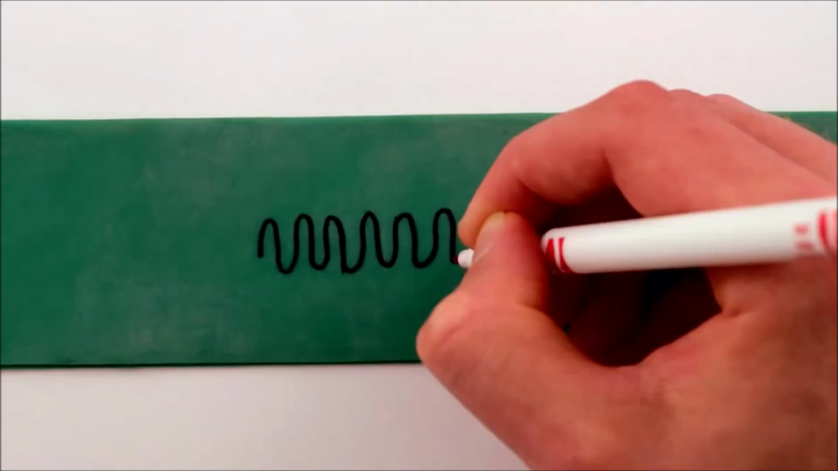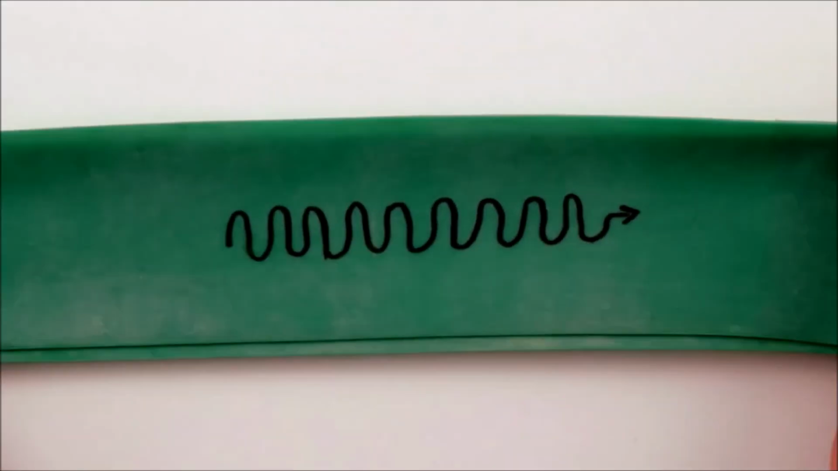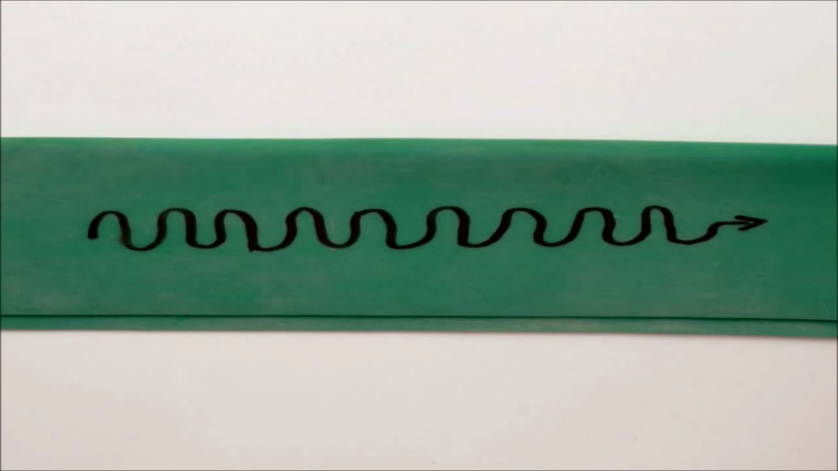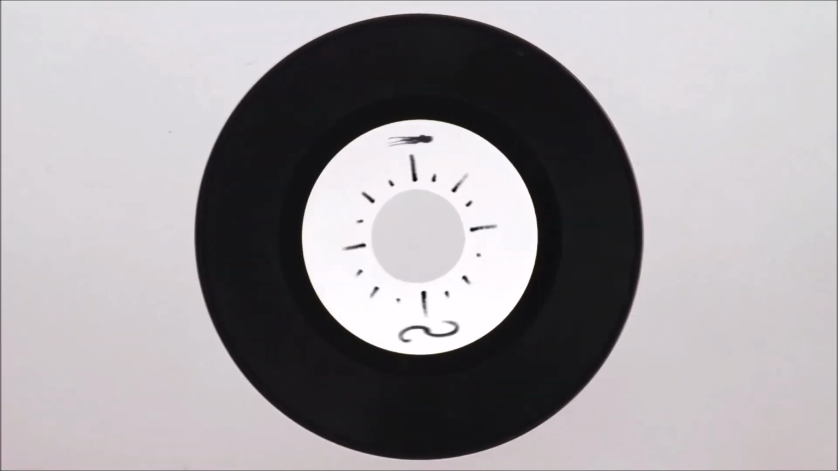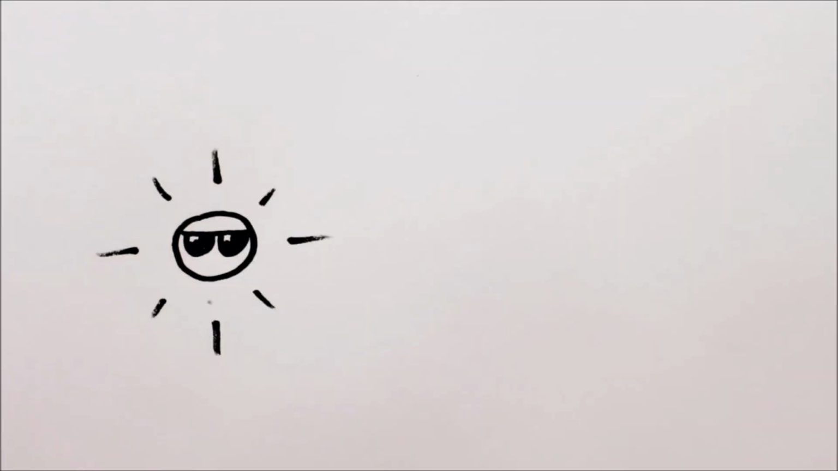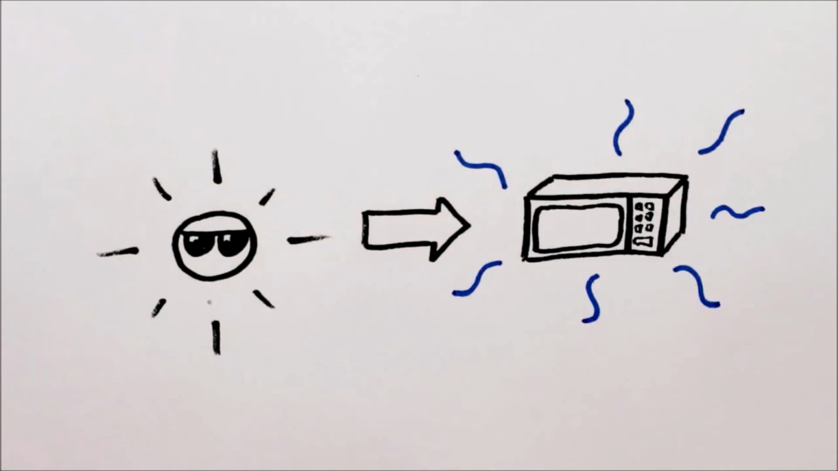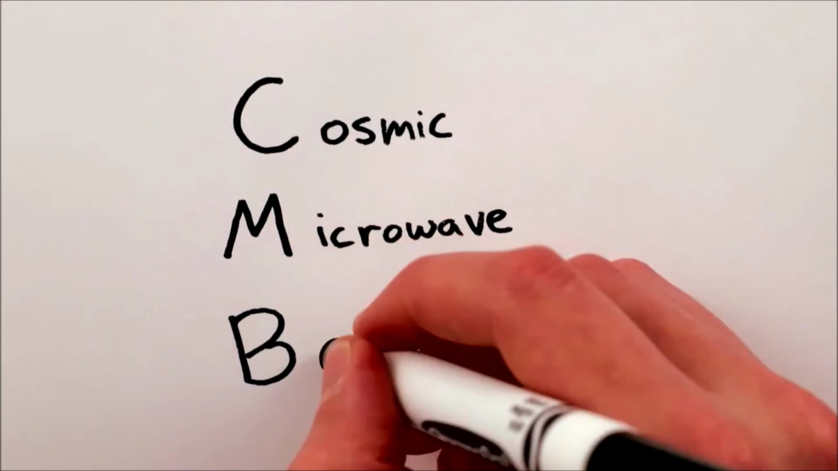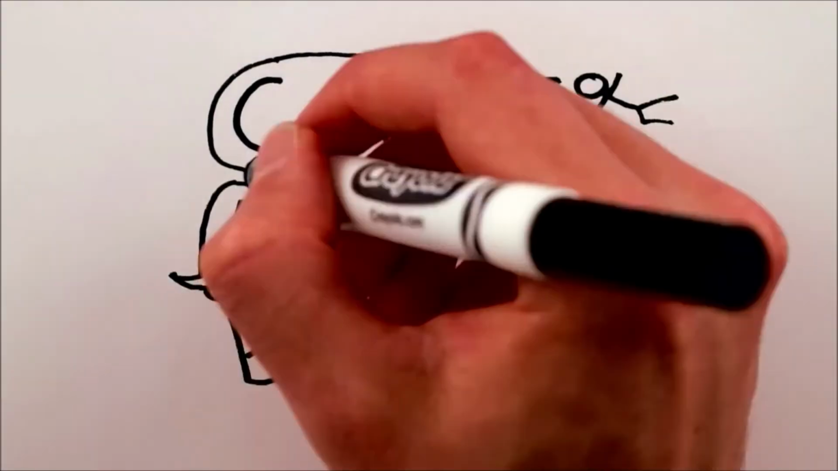When we finally see it here on Earth, this light has been stretched so much by the 13 billion year expansion of space that, like a record slowing down, its frequency and color have shifted from the original sunlight white all the way to cool microwaves. Thus, it's often called the cosmic microwave background radiation, or CMB.